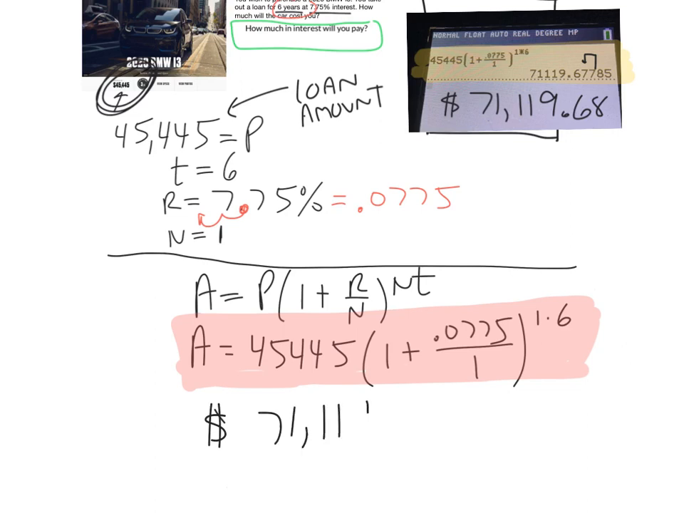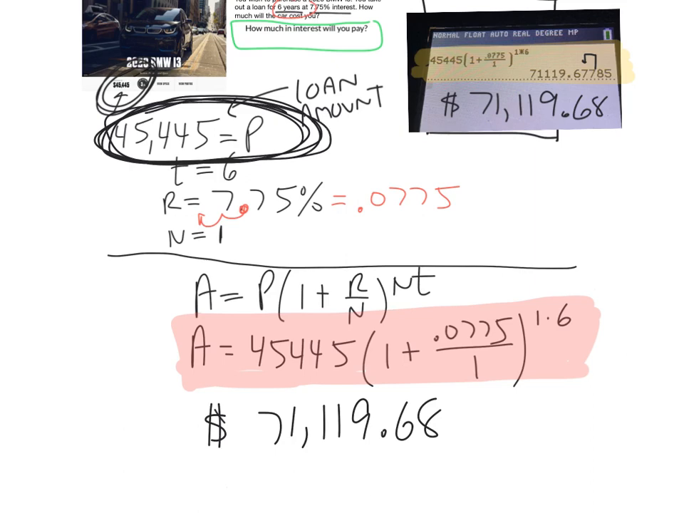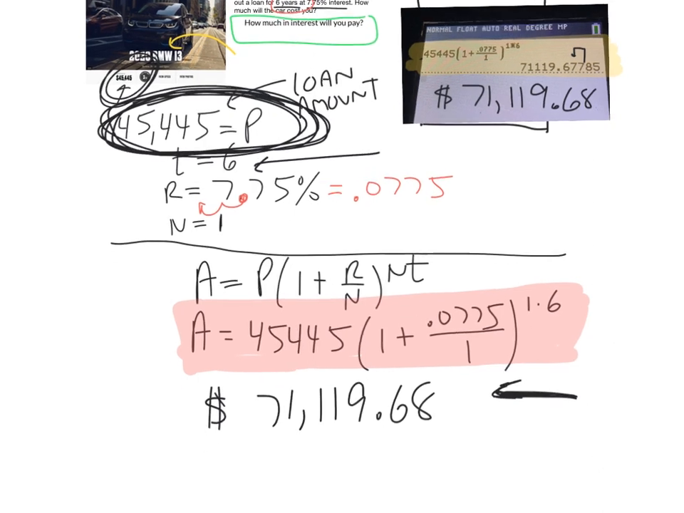So $71,119.68. But that's not how much you borrowed. See, this is how loans work. You need to borrow money. So the bank says, oh, here you go. Here's a check for $45,445. You hand that over to the BMW dealership, and you're happy because now you're driving a BMW. And you're paying this back over 6 years. So every month for 6 years, you're going to be paying the bank back for this car. Well, after the 6 years, you paid back over $71,000. See, the bank gave you $45,445, but you paid the bank back over $71,000 for this car.